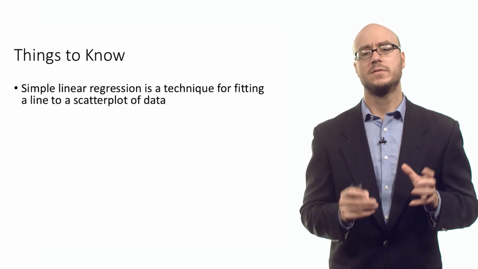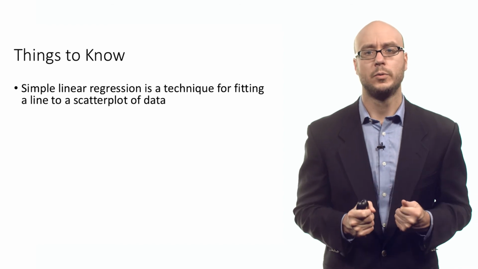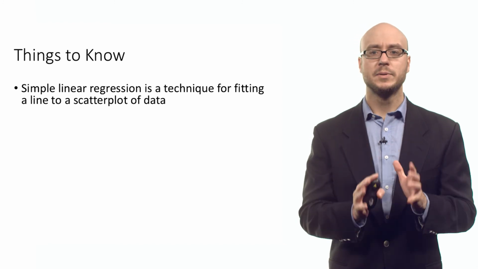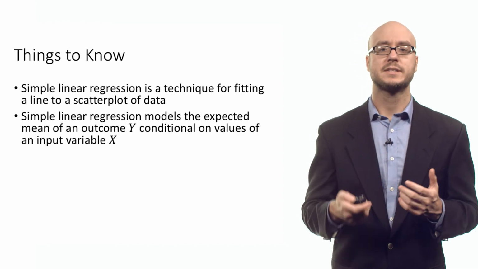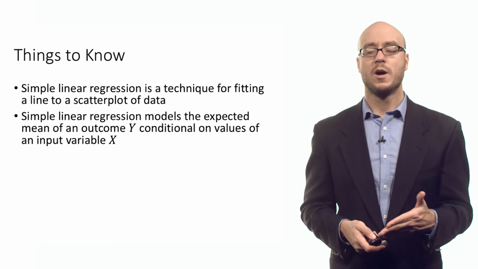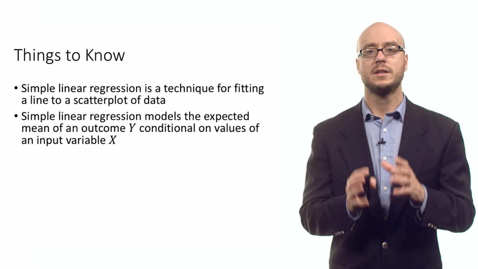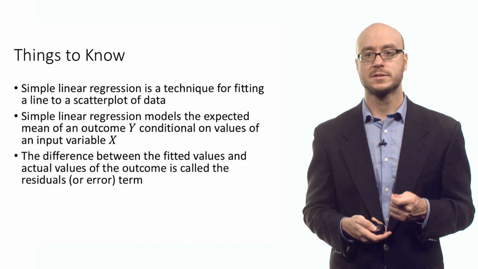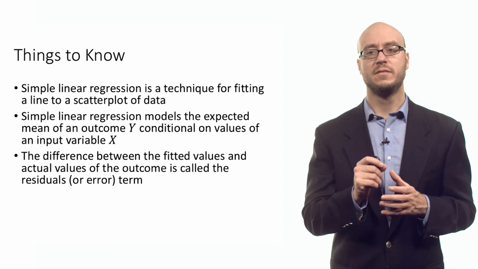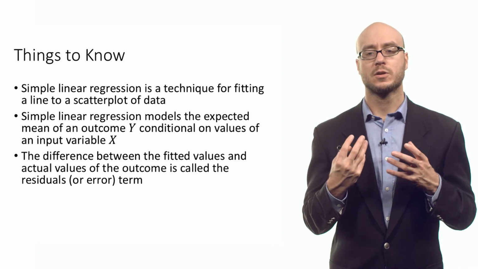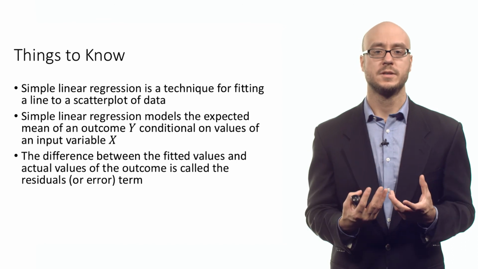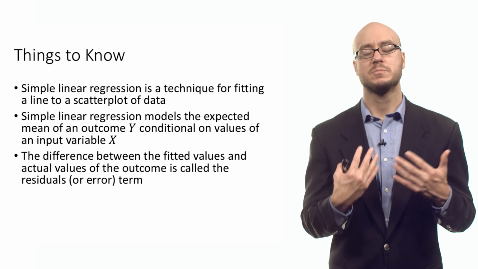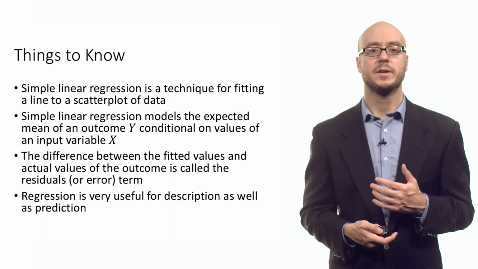So for this first part of today's lecture, there are a few key points. Simple linear regression, sometimes called classical linear regression or bivariate regression, is simply a technique for fitting a line to a scatter plot of data. When we run a simple linear regression model, we're modeling the mean of the outcome conditional on different values of an input or predictor variable x. The difference between the fitted values and the actual values of the outcome, those are called the residuals or the errors. These errors or residuals give you an idea of how far off you are in terms of predicting or describing your set of data.